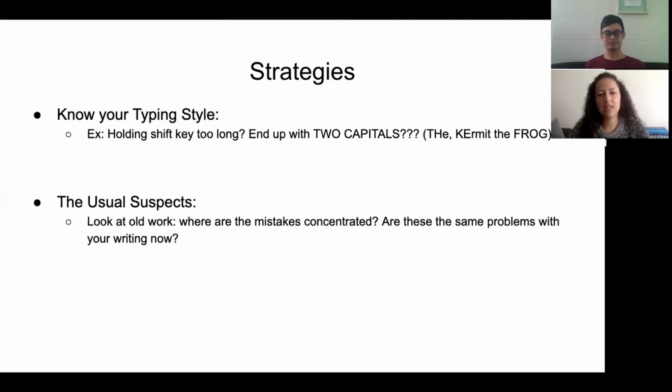And if we cursor down, we see the usual suspects. We want to pay attention to the usual suspects. Look at old work. Where are the mistakes concentrated? Are these the same problems with your writing now? And just make sure that whatever mistakes you've had in the past, that you are aware of them, and that you focus as you read your new paper that you've written for these mistakes. Just double check to make sure that you're not recreating the same mistakes over and over again.